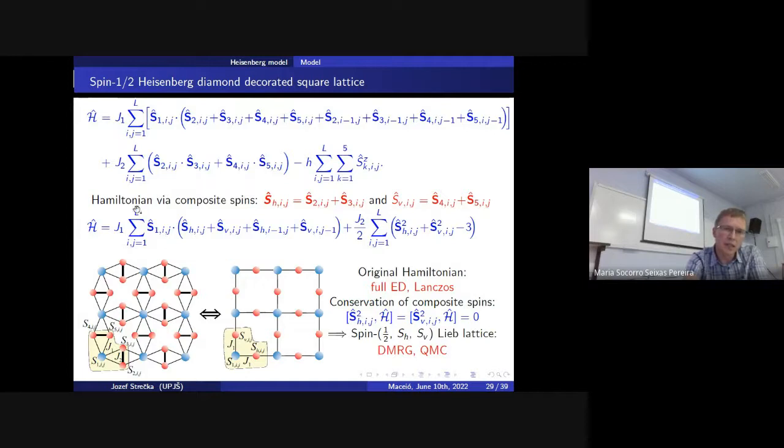So what does it mean? This Hamiltonian, or the equivalent representation, is given through these composite spin values, and this corresponds to the so-called Lieb lattice. Of course, the original Hamiltonian is hard to solve. We can try full exact diagonalization or the Lanczos technique for the original Hamiltonian, but all of them will be restricted to relatively small system sizes. But if we use this correspondence, we can simulate the effective model, and at zero temperature the best would be DMRG, because we can proceed to very large system sizes.